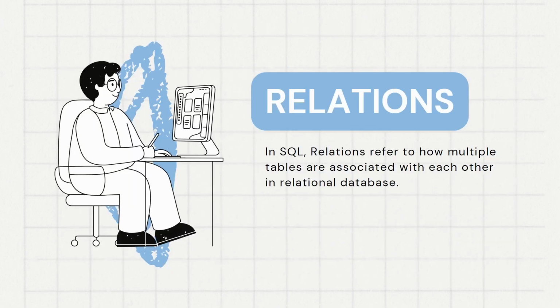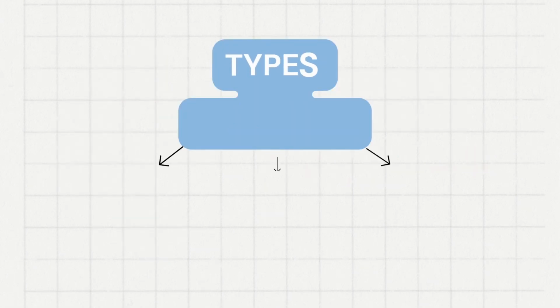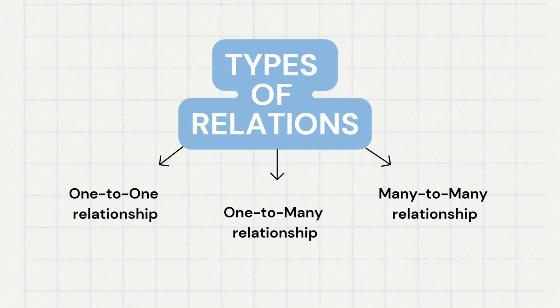Relations. In SQL, relations refer to the tables within a relational database and the associations between them. A relation represents a set of related data entries organized in rows and columns. Overall, relations in SQL provide a structured way to organize and manage data, allowing for efficient querying, manipulation, and retrieval of information. There are mainly three types of relations, that is one-to-one, one-to-many, and many-to-many. Now, let's look into each of them one by one.